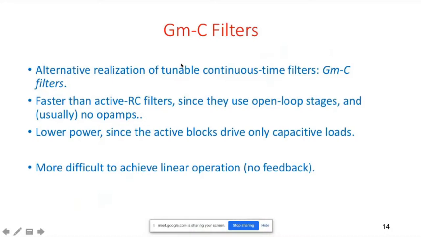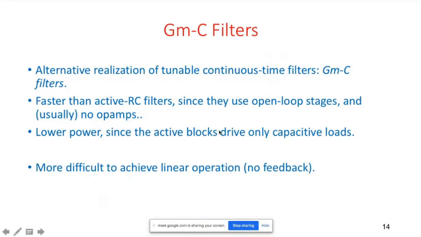Now this GM-C filter mainly has different kinds. As I said, it is a tunable continuous time filter, and it is faster than an RC filter since they use open loop. In the case of an op-amp, even though it has a high gain, it has a finite gain using a feedback loop, and the moment it is feedback, the system becomes slow. Whereas in the case of your GM-C filter, you are using open loop, so your circuit is going to be faster, okay? And you have lower power since the active blocks drive only capacitive load. That means normally you can realize the resistance part using a GM cell, which we'll see later on. And since there is no resistance, the heat is less, so there will be lower power dissipation.